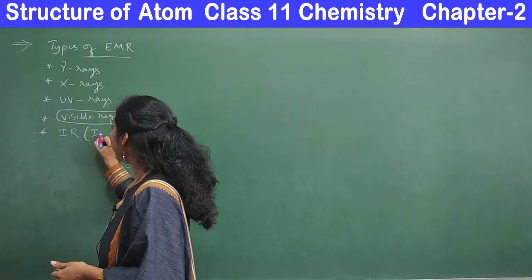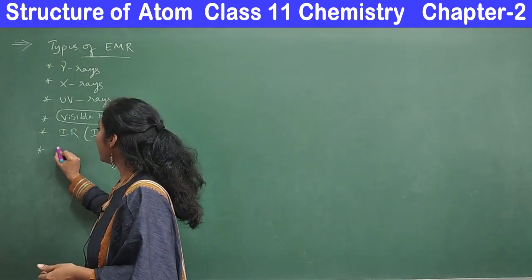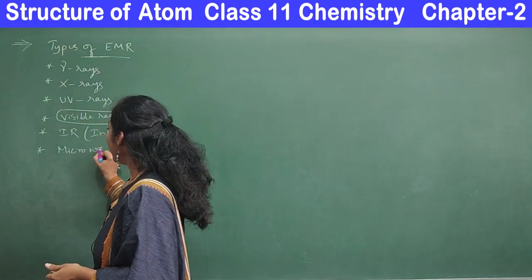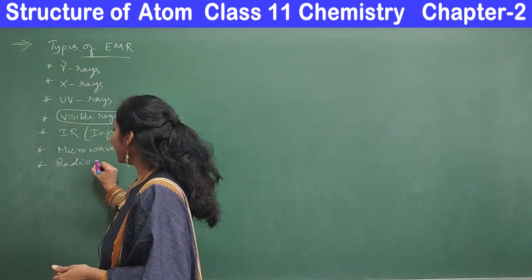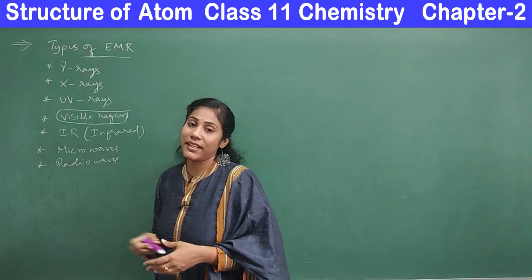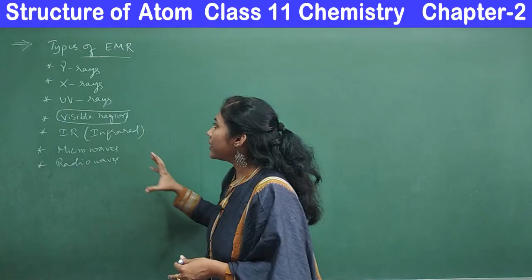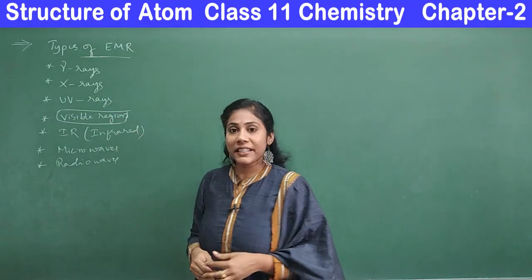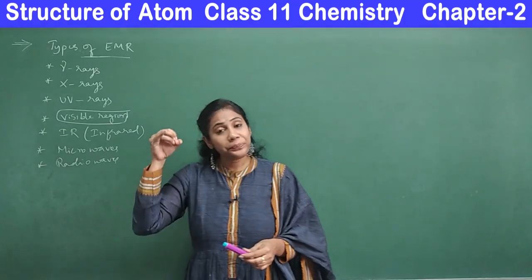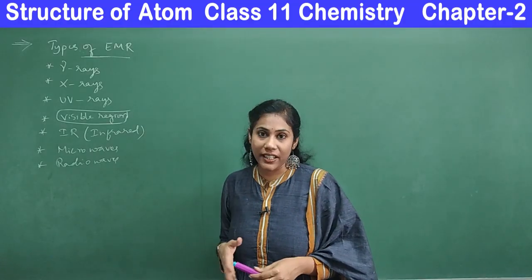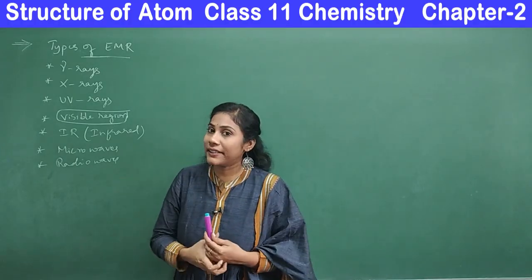And later comes IR, infrared radiation. IR in the sense what? Infrared radiation. And later you have microwaves, and then radio waves. Radio waves are used in telecommunications, right? Our radios and your TV, everything works on these radio waves and microwaves. So these are the different types of electromagnetic radiation. And now let us arrange them in increasing order of their wavelength or decreasing order of their frequency. That's what we mean by the electromagnetic spectrum.